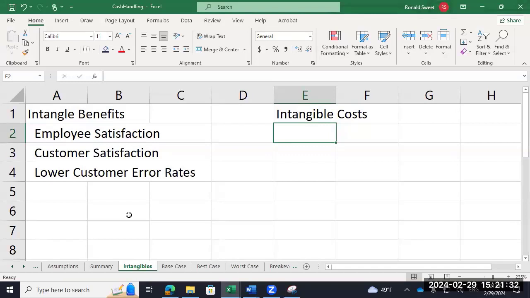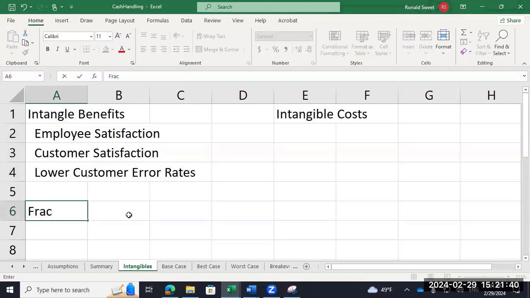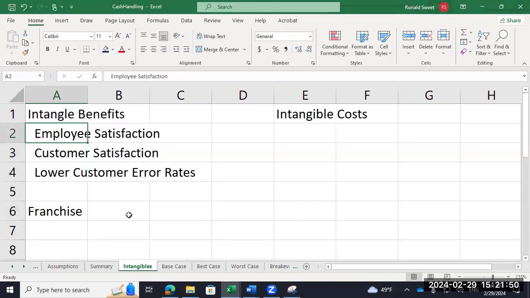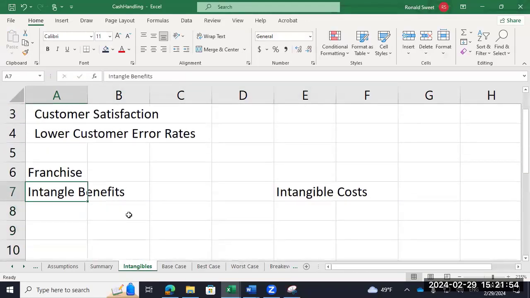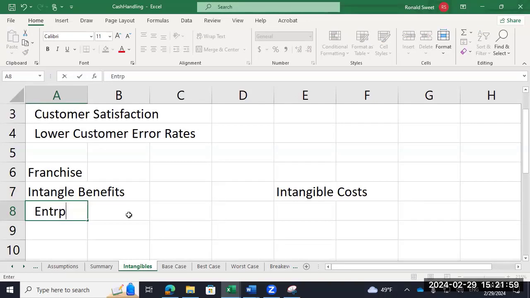What if you're doing a franchise? So employees, to me, let's think about a franchise. The reason I want to talk about this is that intangible costs and benefits is usually the lowest score on the case for almost every group. So if you're a franchise owner, what would the benefits be? Well, one is you're an entrepreneur.